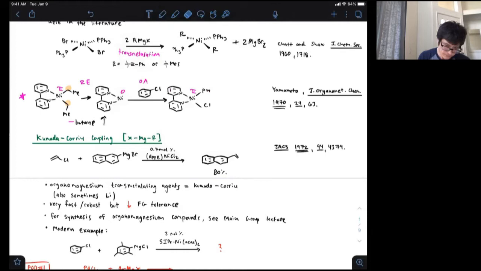And an interesting fun fact here is that in the Kumada lab, the junior investigator who led this was another famous Japanese chemist, Tamao. So especially in the Japanese chemical community, sometimes Tamao's name is associated with this reaction.